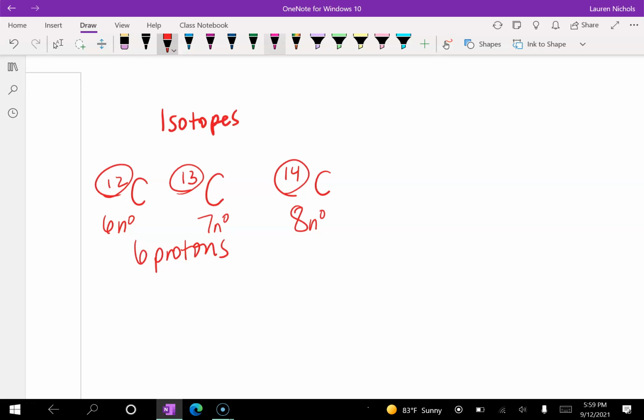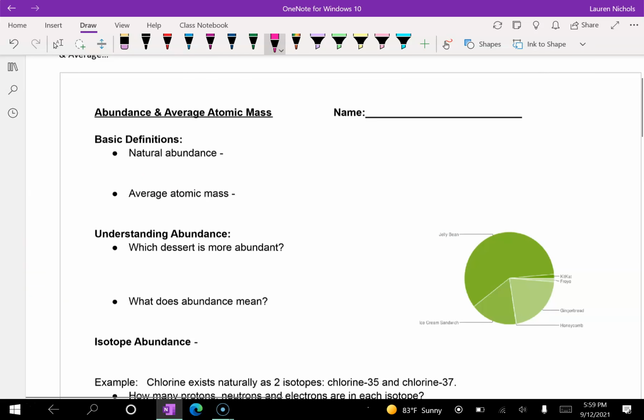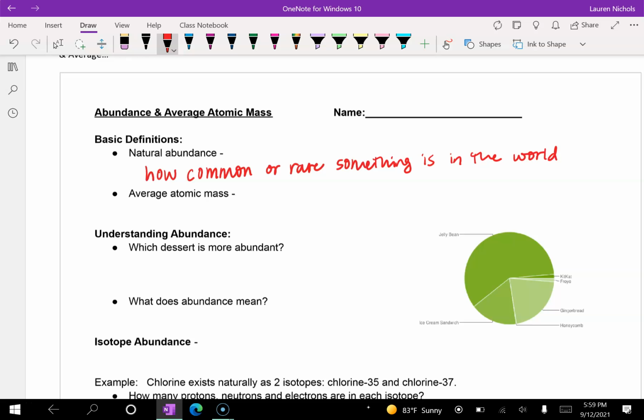But not all of these isotopes of carbon, carbon-14, 13, and 12, are as common or abundant in the world. And so we're going to be talking about abundance. Natural abundance is how common or rare something is in the world. We know that some things are extremely common and other things are more rare, and that is its natural abundance.